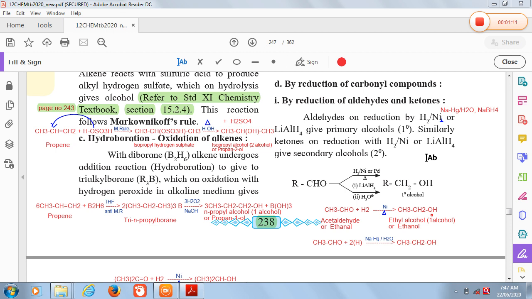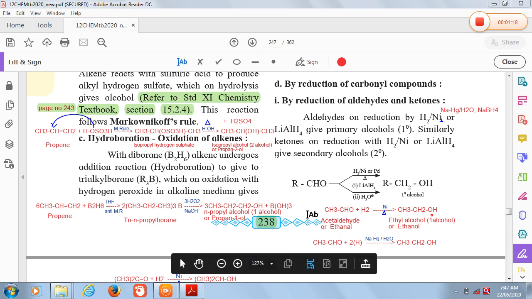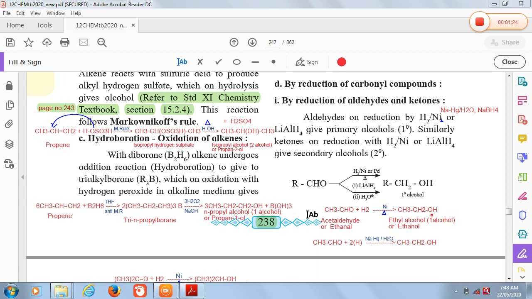Let us see the reaction of aldehydes and ketones. When acetaldehyde, CH3CHO, reacts with molecular hydrogen in presence of nickel, and if we heat the mixture, then what we get? We get CH3CH2OH, that is ethyl alcohol or ethanol, and this is a primary alcohol.